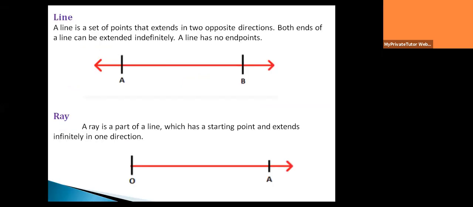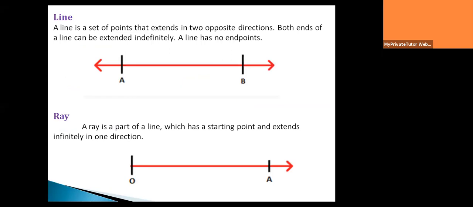So that's what I just mentioned here. Just have a look at the definitions if required. A line is a set of points that extends in two opposite directions, which means it goes on infinitely. It has no endpoints. That's a simple way of explaining the line. You can see an example of how it looks.